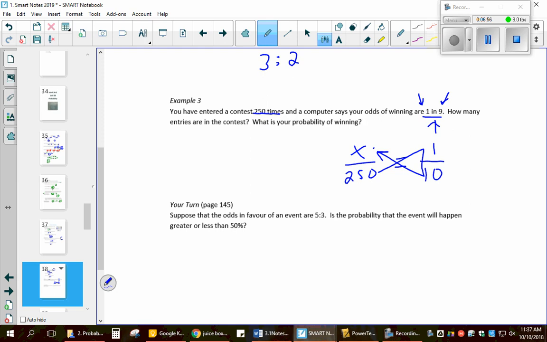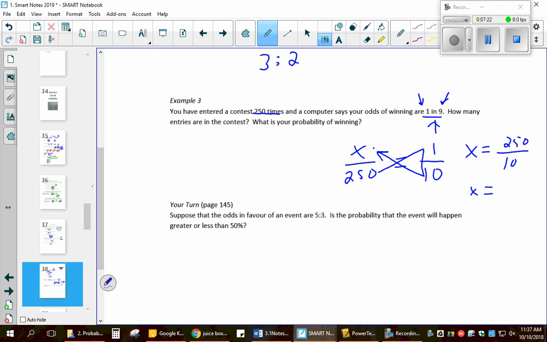If we've got it written like this, if I want to get X on its own, where does this 250 go? It goes up there, right? We multiply both sides by 250. So in the end, this will just turn into X is equal to 250 divided by 10. It's the same thing. That's where cross multiplication comes from, right? It's just doing algebra. It's just like a cheat for doing algebra.